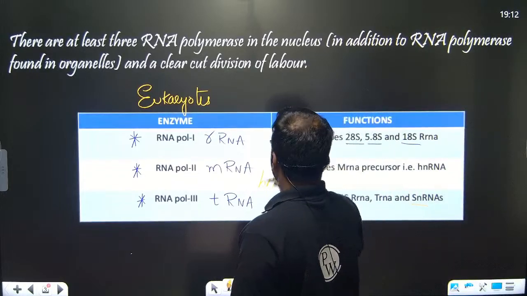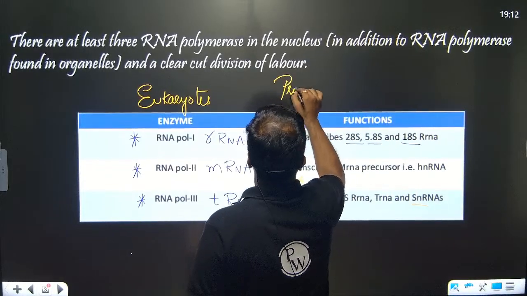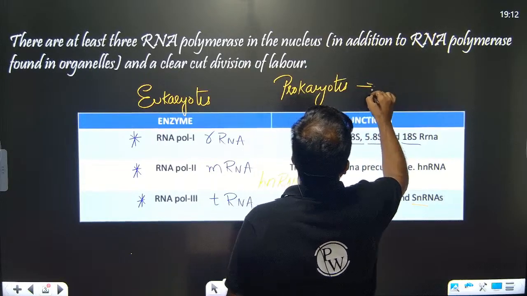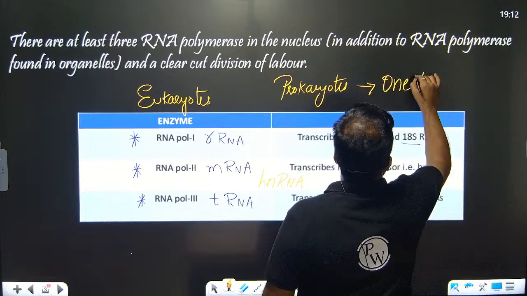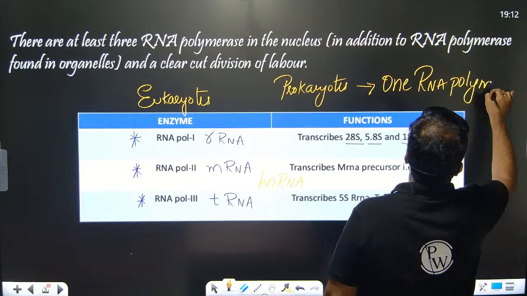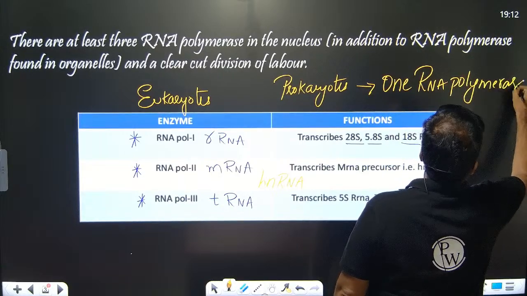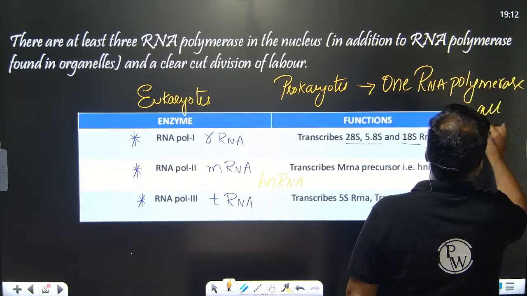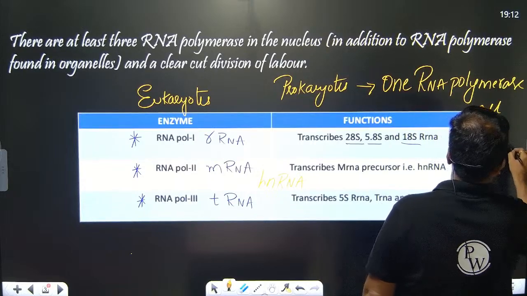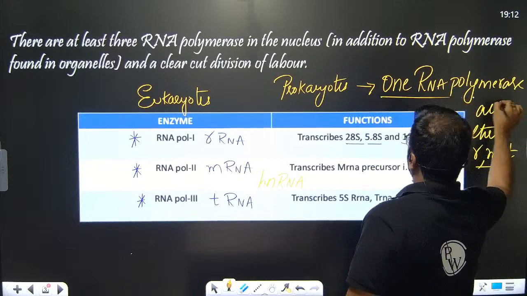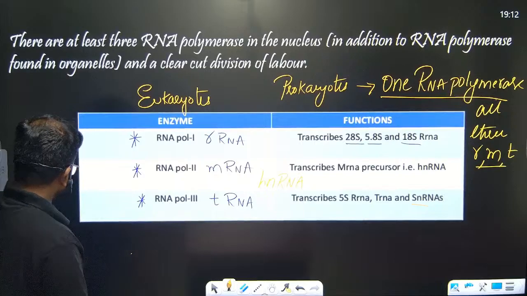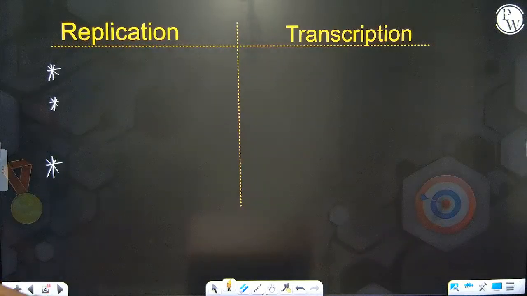So in case of prokaryotes you have only one RNA polymerase, which will transcribe all three RNAs, rRNA, mRNA, tRNA. Whereas in eukaryotes, we have three different types of RNA polymerases.